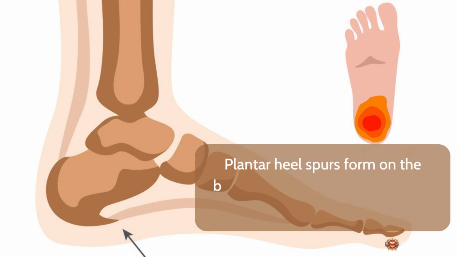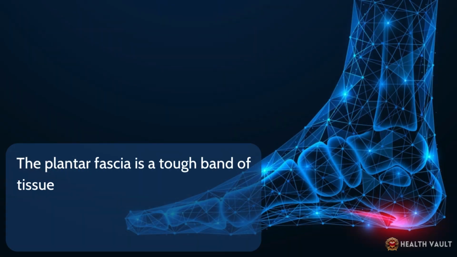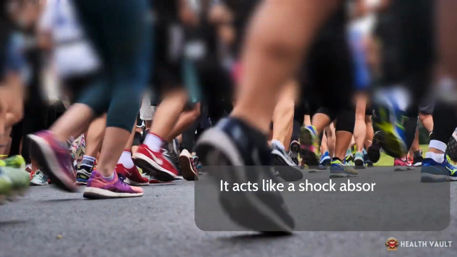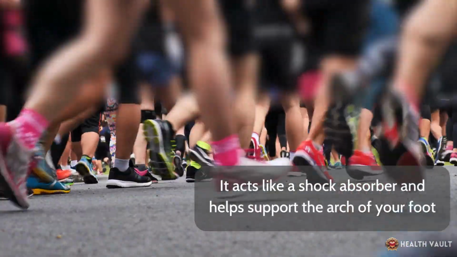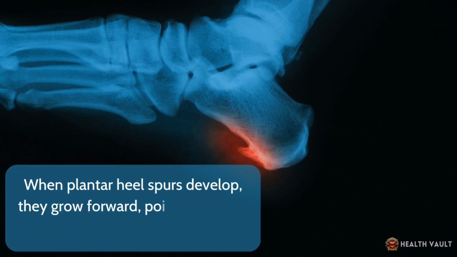Plantar heel spurs form on the bottom of the heel bone, where it connects to the plantar fascia. The plantar fascia is a tough band of tissue that runs along the bottom of your foot, connecting your heel to your toes. It acts like a shock absorber and helps support the arch of your foot. When plantar heel spurs develop, they grow forward, pointing toward your toes.